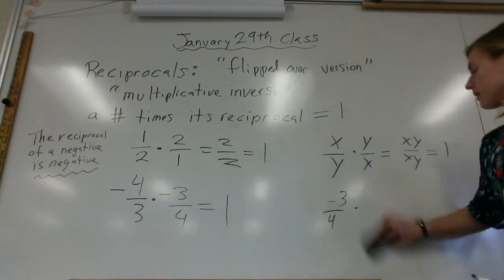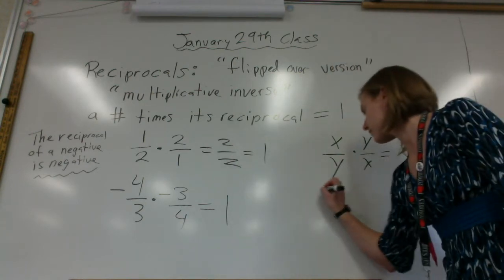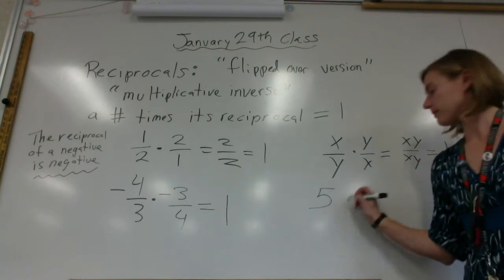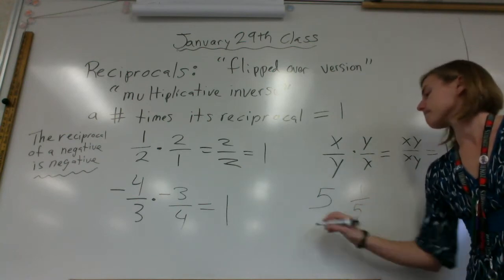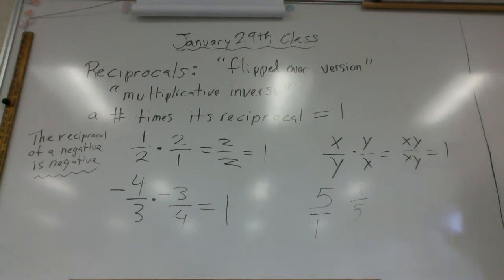Okay. One more. And it seems like it should be the easiest, but it always trips people up. What's the reciprocal of 5? Why is it 1 over 5? Because with whole numbers, you put a 1 on the bottom. So for some reason, it always freaks people out. Whole numbers have a 1 underneath it. We don't write it, but it's always there. So when you think about flipping it, you have to think about the fact that there is that 1 that comes up.